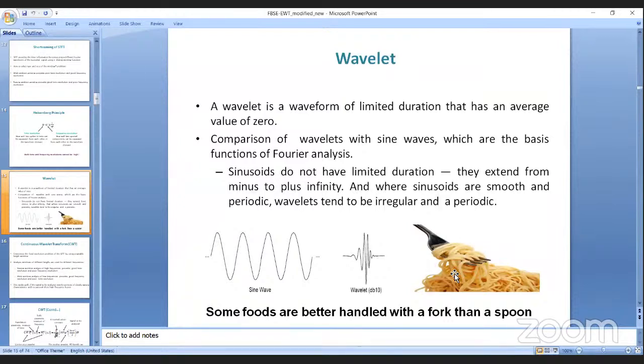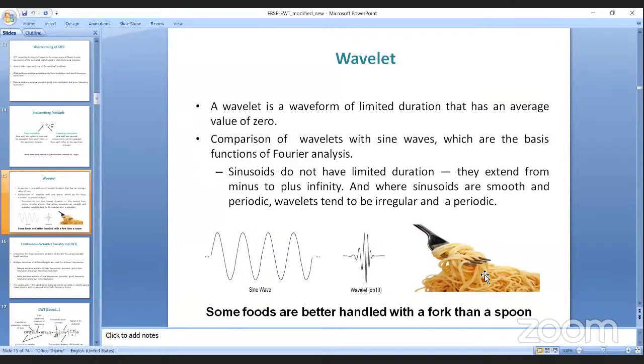Here you can see this example. Foods are better handled with a fork than a spoon. So the selection of the utensil depends on the type of food. If you have noodles, such food can be handled in a better way with the help of a fork, because your food is discontinuous and the fork is also discontinuous.